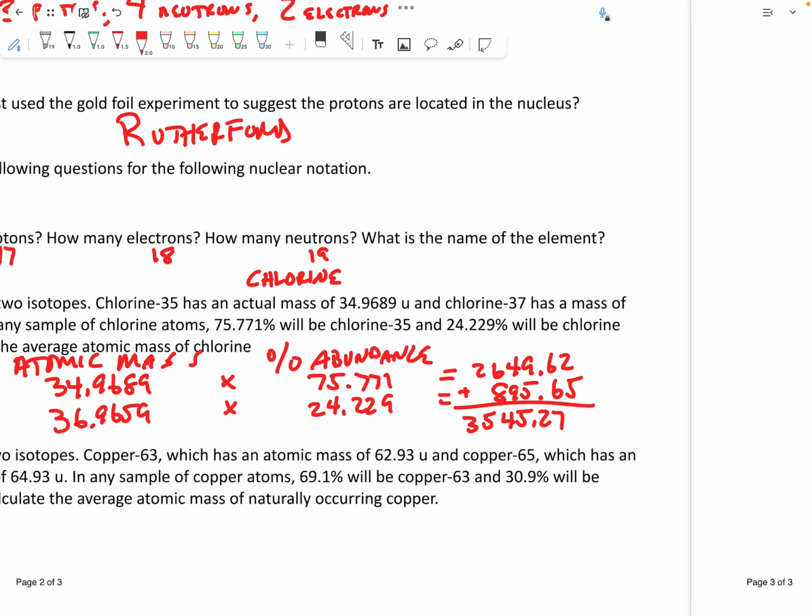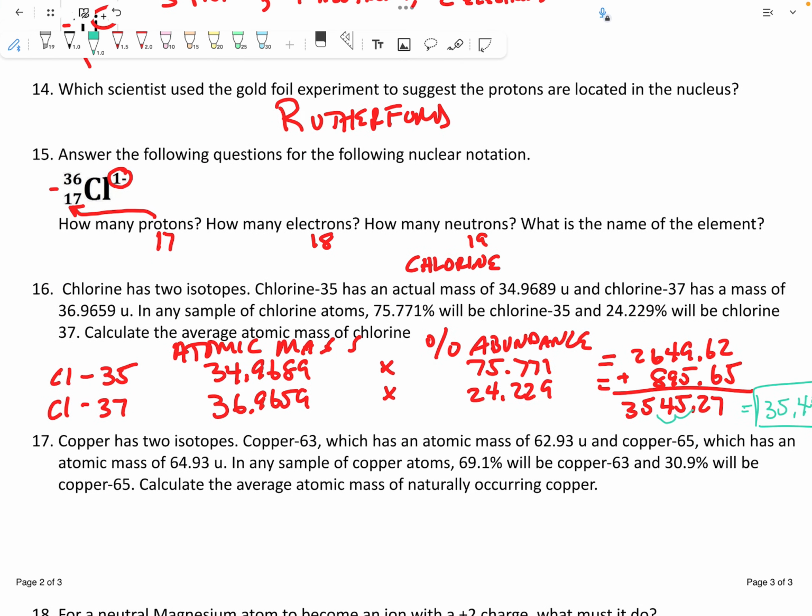And so now we're going to either divide by 100 or move that decimal 2 spots to the left. And if we move the decimal 2 spots to the left, we're going to do this 1, 2. Our number is going to be 35.45. That would be the answer to number 16. Okay.